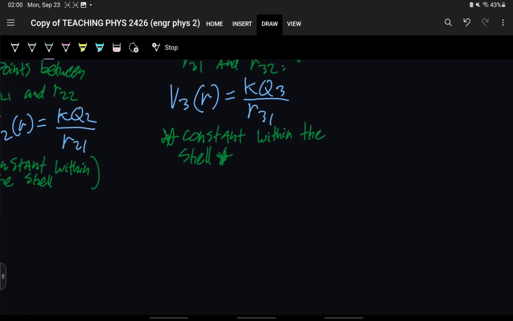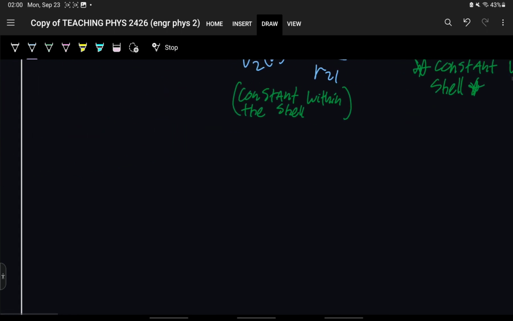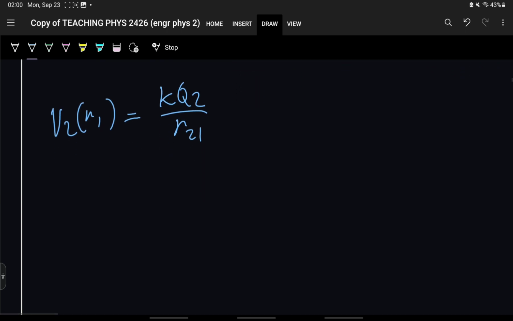Okay, so let's combine the potentials now. To find V1 at the surface of M1, which is our radius R1, consider the contributions of each of the shells. The potential due to M2 at R1 is V2 of R1 equal to K times Q2 over R21. And the potential due to M3 at R1 is V3 of R1 equal to K times Q3 all over R31.